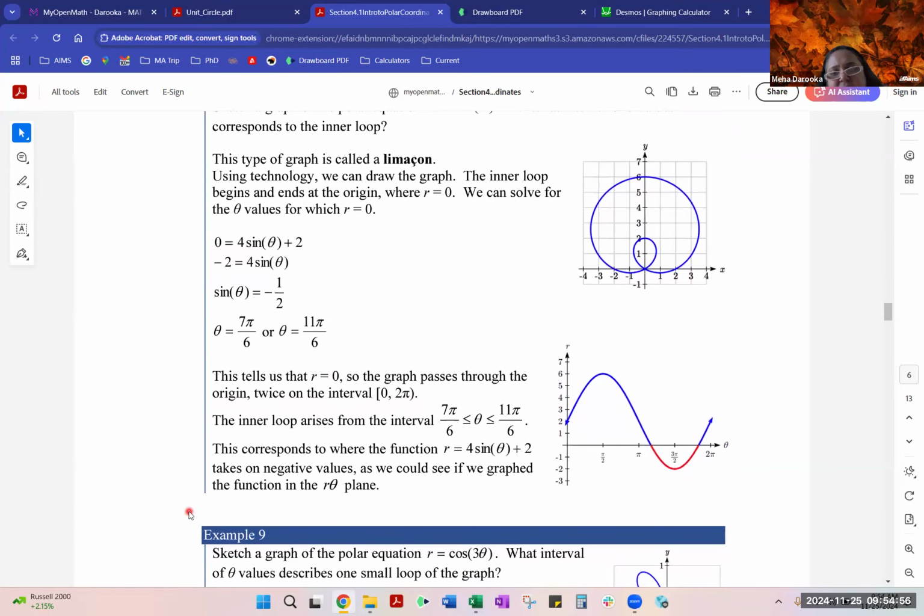They are also saying this corresponds to where our polar equation takes on negative values, because you can see in this case part of our graph is falling below the y-axis. They are also saying if you graph this on the r-theta plane, where theta is the horizontal axis and r is the vertical axis, you will again see between those values that the r values will be negative.